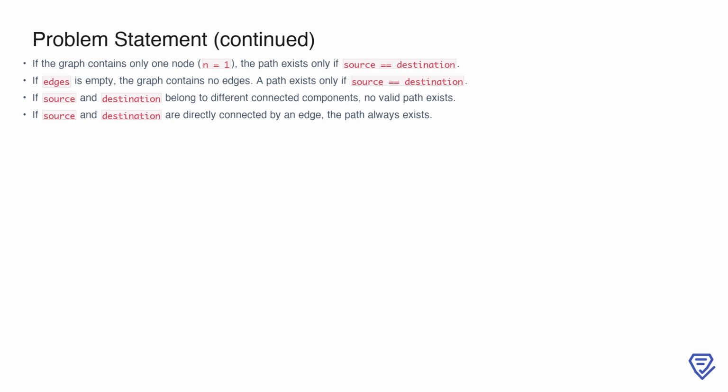To summarize the problem, there are key constraints and edge cases to consider. The graph can have up to 200 nodes and edges, and there will be no duplicate edges or self-loops. If the graph consists of only one node, a path exists only if the source equals the destination. If there are no edges in the graph, the path also requires the source and destination to be the same. Furthermore, if the source and destination belong to different connected components, no path can exist. However, if the two nodes are directly connected by an edge, a path always exists. These edge cases help us better understand how to approach the problem in all scenarios.